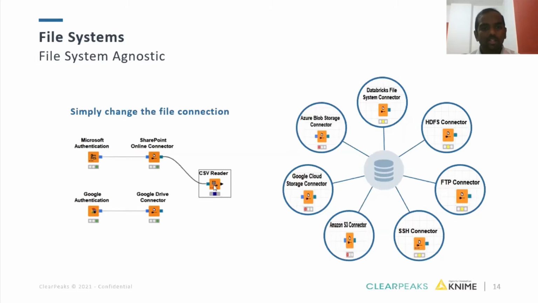As an example, let's say in this case, I have created a CSV reader node by using Microsoft authentication, and then I immediately switched it to Google Drive, and it still works seamlessly without even opening the CSV reader and making any change to the structure of the file.